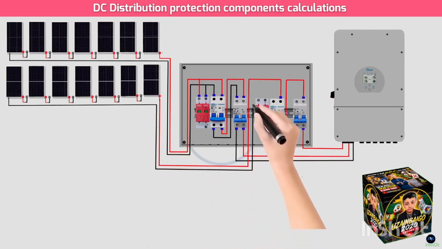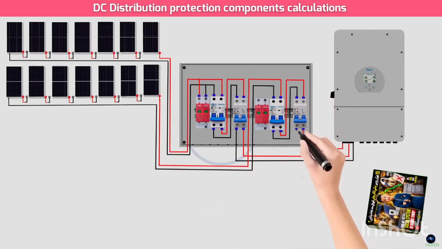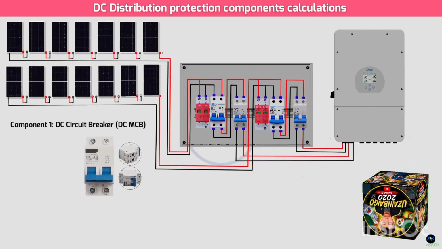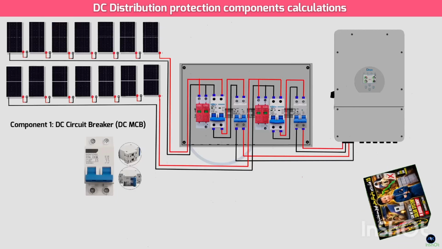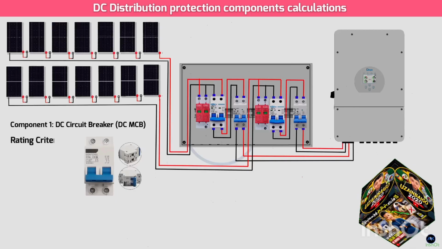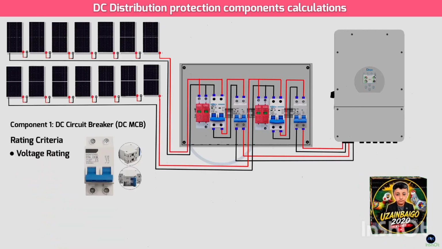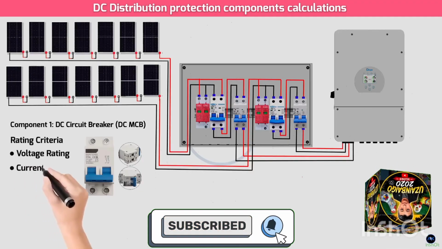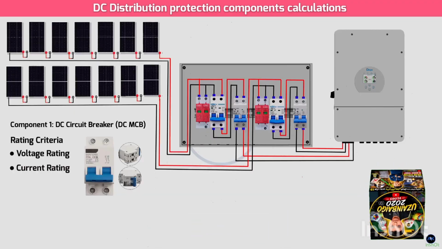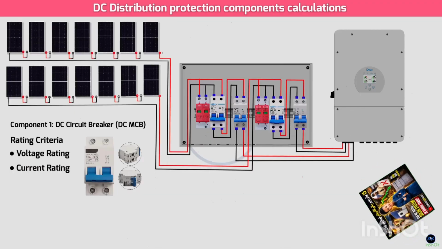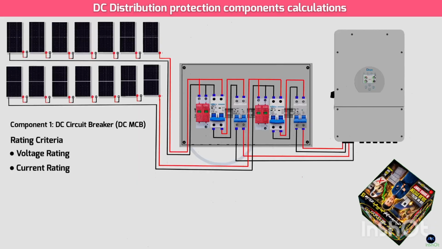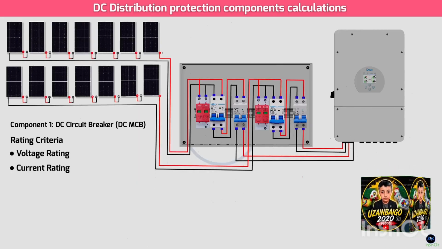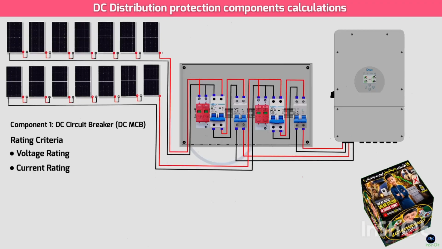For simplicity and good practice, we'll size components for each of the 2 independent strings. Component 1: DC circuit breaker, DCMCB, for each string. The DCMCB protects each string from overcurrents and short circuits. Rating criteria. Voltage rating must be greater than or equal to the maximum open circuit voltage of the string at the coldest temperature. Current rating must be able to carry the string's normal operating current but trip on fault conditions. The standard is typically 1.25 × ISC for continuous current applications, as per NEC guidelines, though IEC standards might have slight variations. This is a common practice.